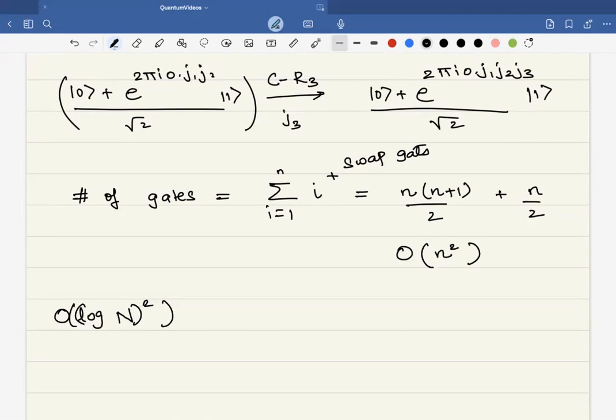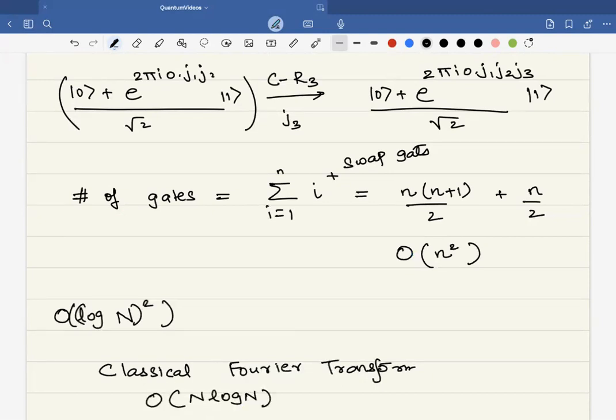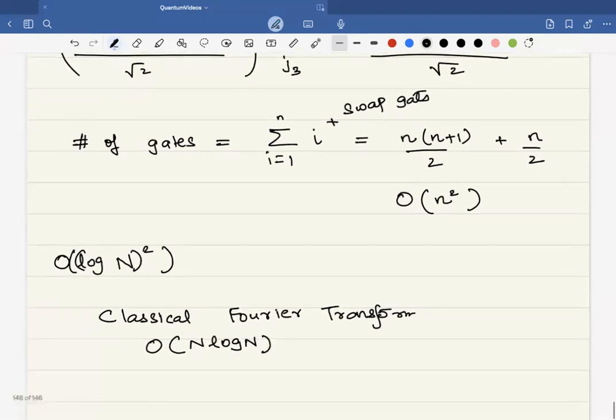Okay. Recall that classically the discrete Fourier transform takes order of n log n. If I do the fast Fourier transform, it takes n log n gates, and therefore this is an exponential speed up.